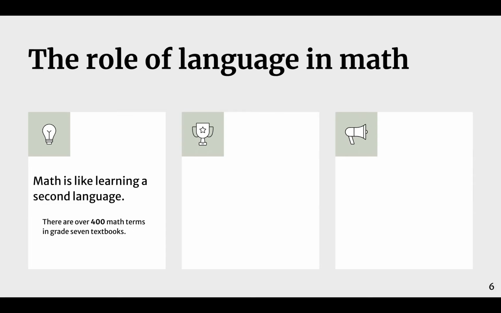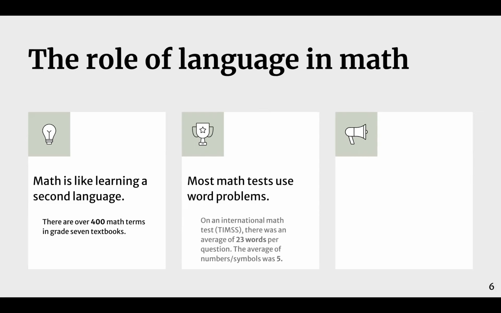Language also plays a significant role in terms of math assessments. The higher the grade, the more word problems are used. In fact, most provincial, national, and international math tests predominantly use word problems. For example, in an international test called the Trends in International Mathematics and Science Study, which is given to fourth graders in the US to compare math skills to other countries, it was found that each question had an average of 23 words. The average of numbers and symbols used in the questions was only 5.